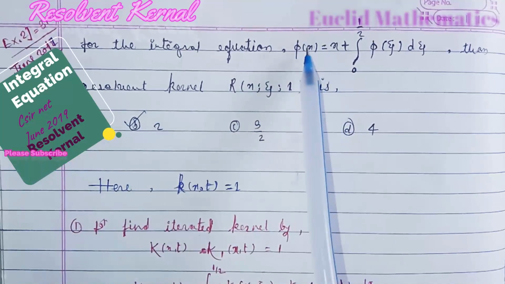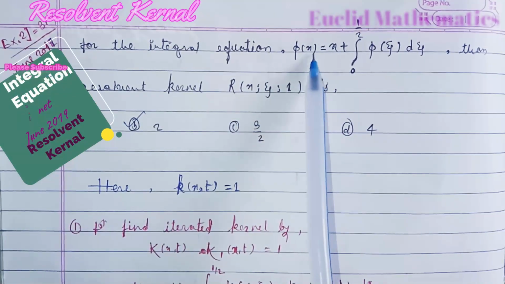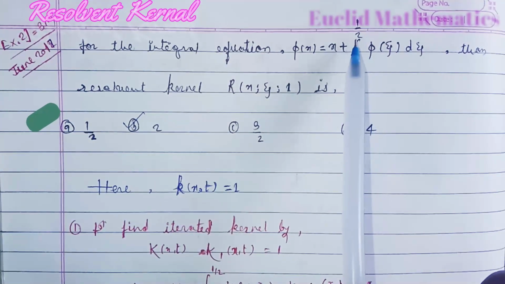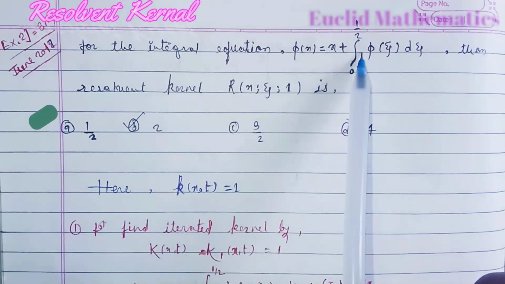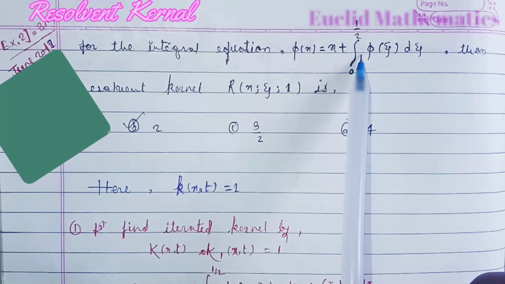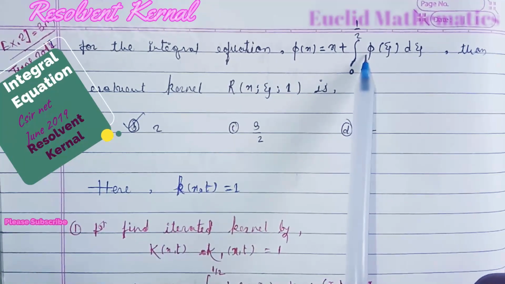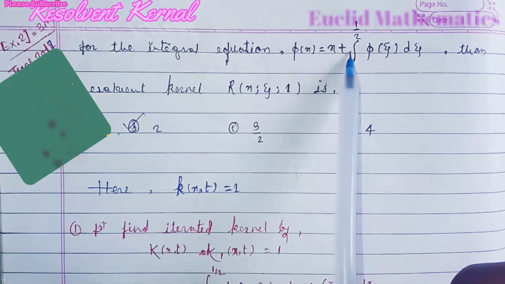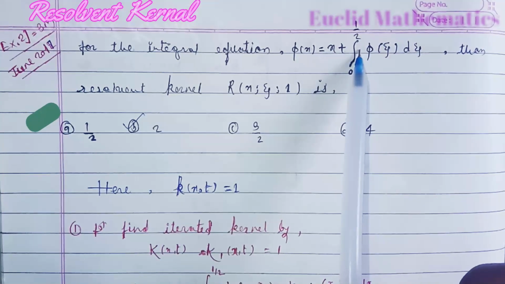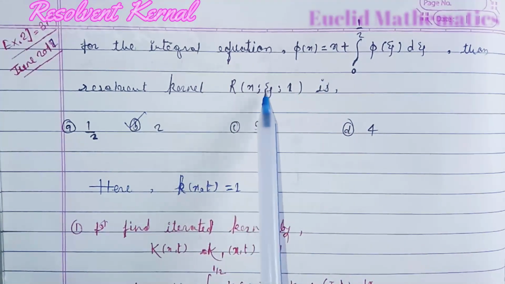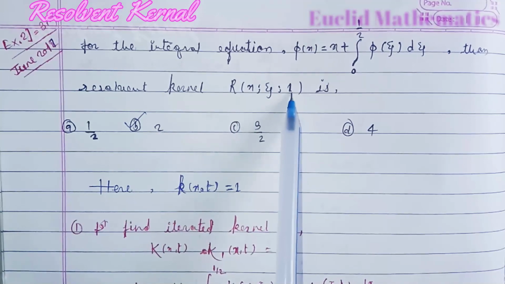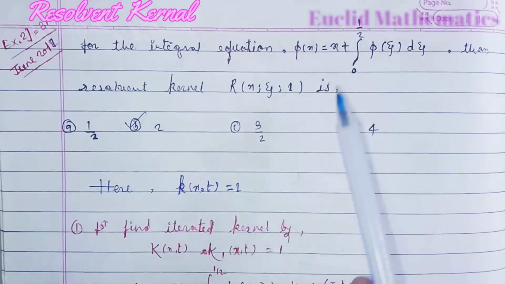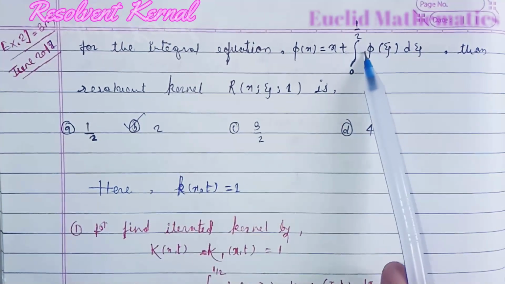As we observe, our integral equation has limits 0 to 1 by 2, so that means a to x. Here K of x, t is the part inside the integral, and it is not written, which means it has value 1. Lambda is also not present, which means lambda is also 1. So lambda is 1 and K of x, t is 1, as we can see in the kernel R of x, zeta, lambda. By using this, we have to find the resolvent kernel. The coefficient here for K of x, t is 1.